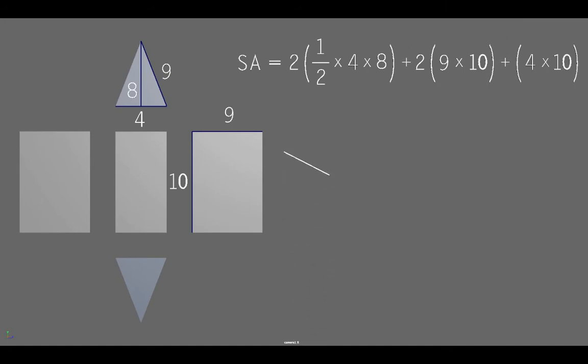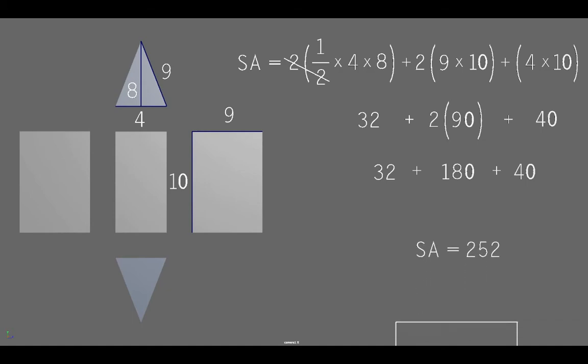The 2 and the 1/2 cancel out. 4 times 8 gives us 32, 9 times 10 gives us 90, and 4 times 10 gives us 40. We're still multiplying that 90 by 2 and adding everything together. 2 times 90 is 180. Adding these all together, we get the total surface area of 252.